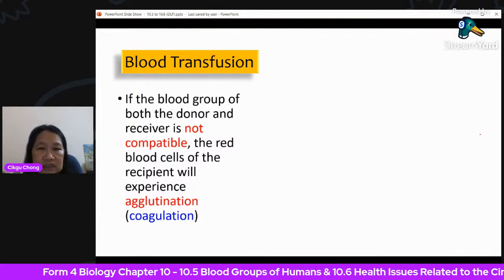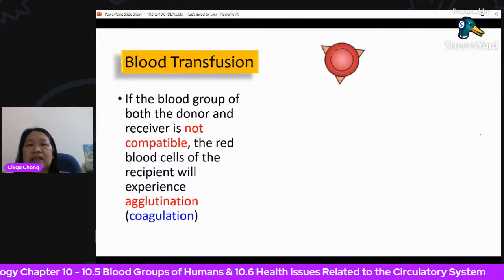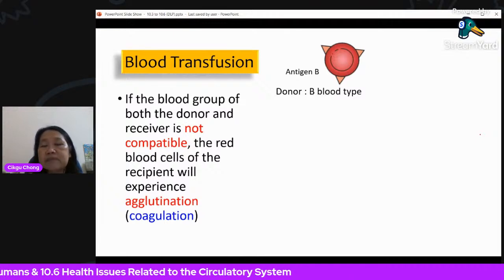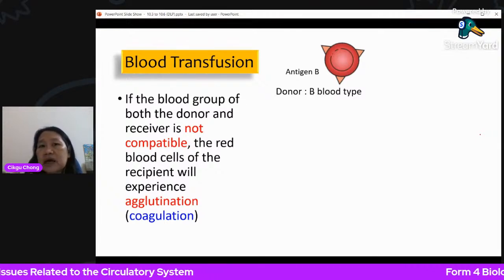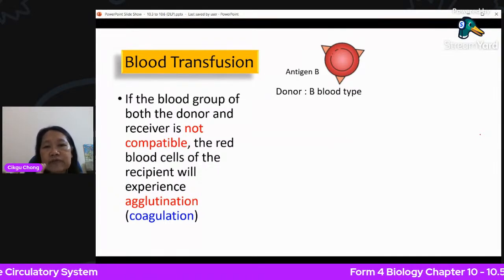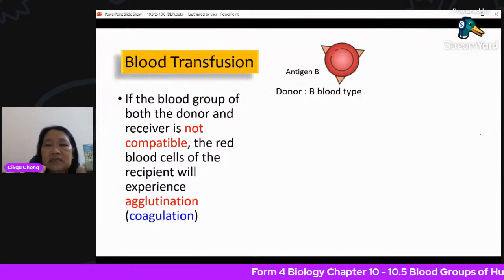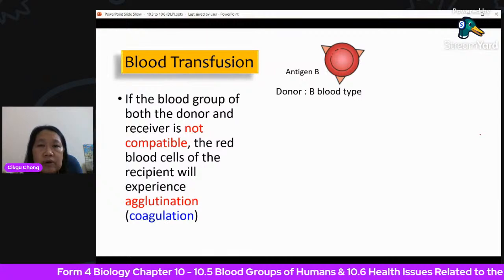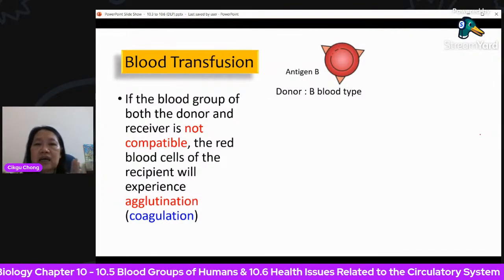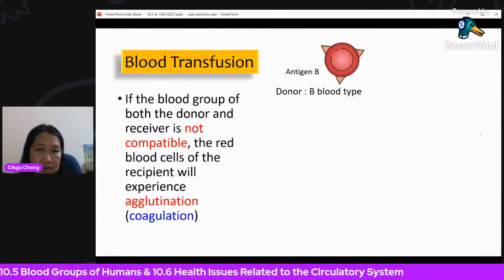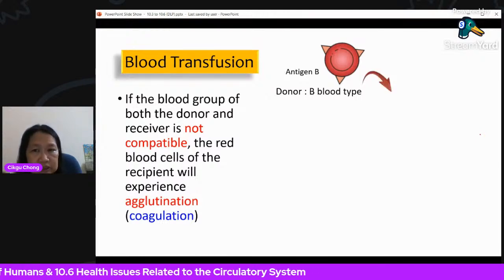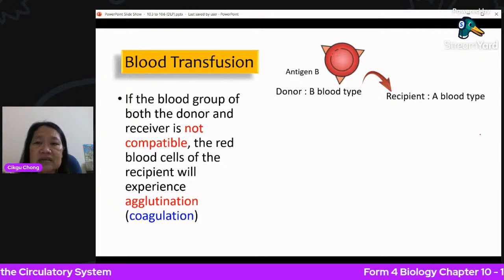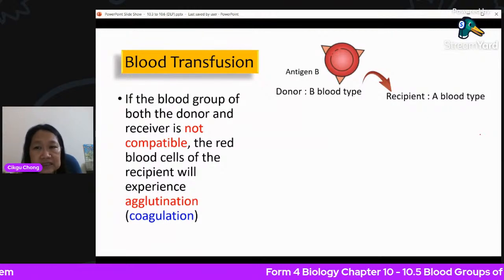Okay, so let's look at this in diagram form, easier for you to understand. Let's say this is blood B. The donor, the person who's going to donate the blood, has blood B. So if the person has blood B, that means he has antigen B on the surface of the blood cell. So let's say he is going to donate this B blood to another person, and that person happens to be an A, hypothetically.